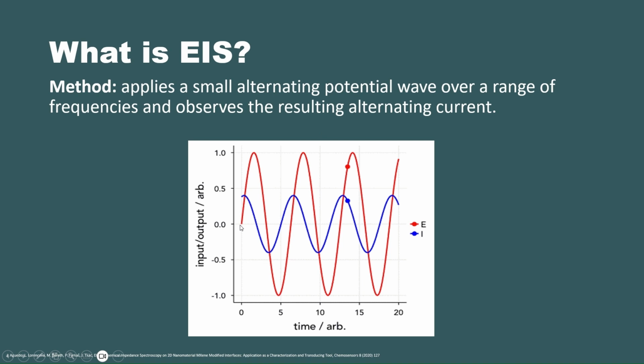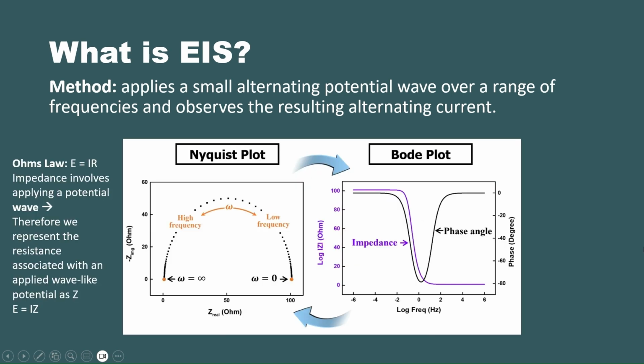In red, we have an applied potential, that is a sinusoidal wave. And from that, we have a sinusoidal resulting current response that we measure and look at. So these are some examples of what the data is typically presented as. Most of the time it is in the form of a Nyquist plot, but also in the form of a Bode plot. The Nyquist plot involves putting the real impedance on the x-axis and the imaginary impedance on the y-axis.